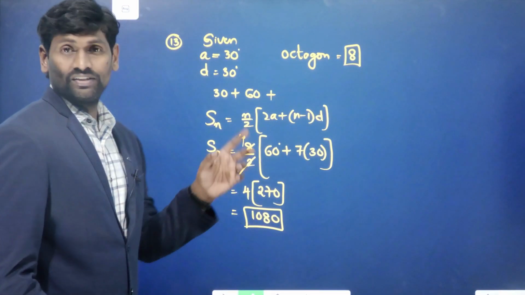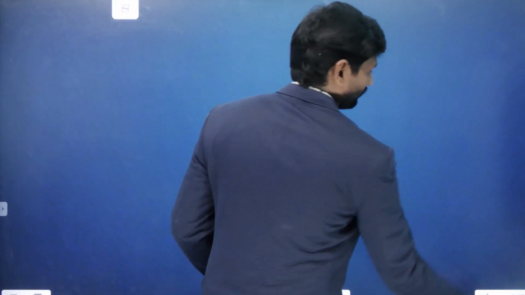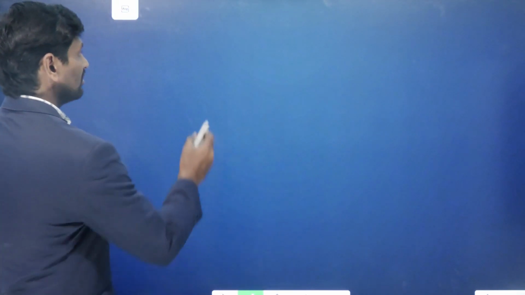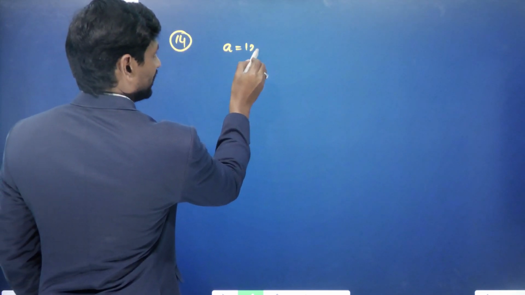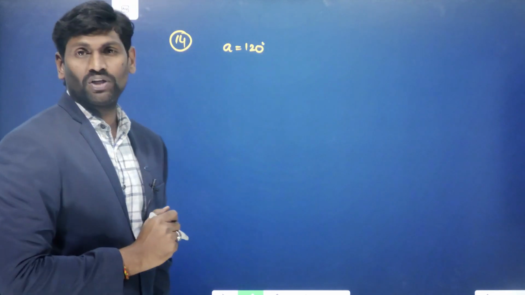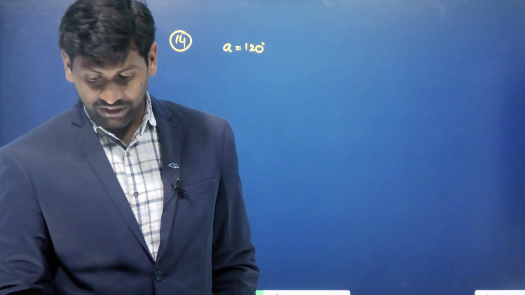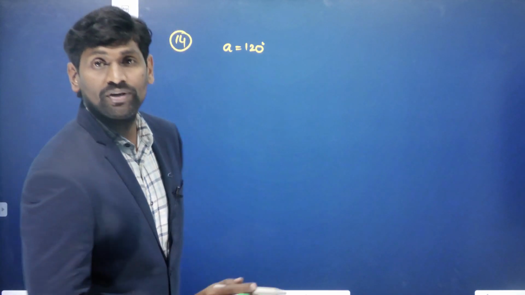Let us go to the next problem, the 14th one. The interior angles of a polygon are in AP it seems. We don't know which polygon it is, but its smallest angle is 120 degrees. So according to the problem, our smallest angle we have to consider as the first term. The smallest angle is 120 degrees, and the common difference is 5. Common difference means d.